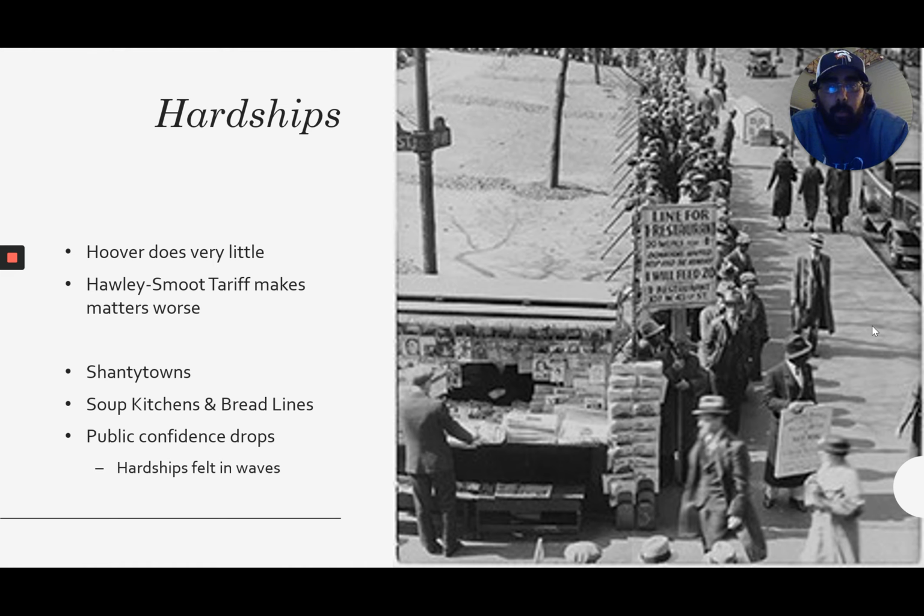Soup kitchens come about, bread lines come about. Men are waiting in hours just for food, just to get a paper to see if there's any opportunity for jobs. They don't want to initially. I mean, it's all about pride. You don't want to, but they're forced to. And public confidence will drop steadily as hardships begin to be felt in waves.